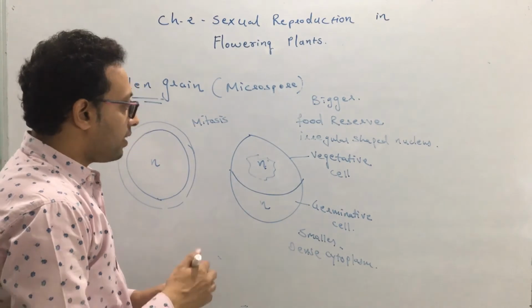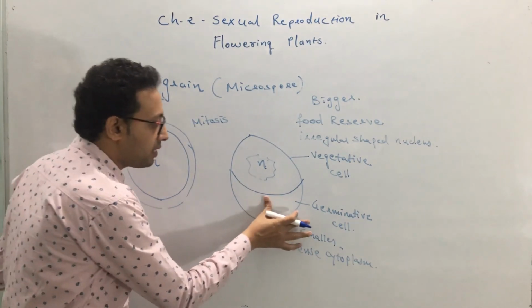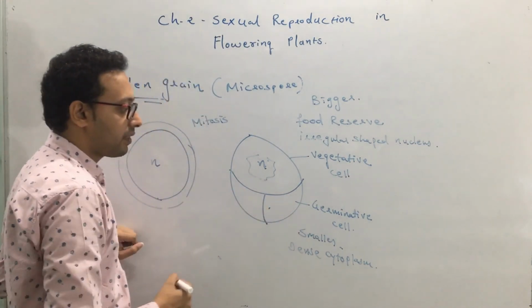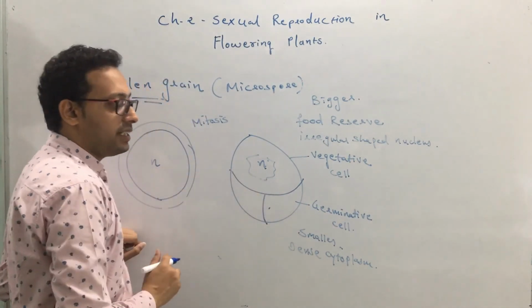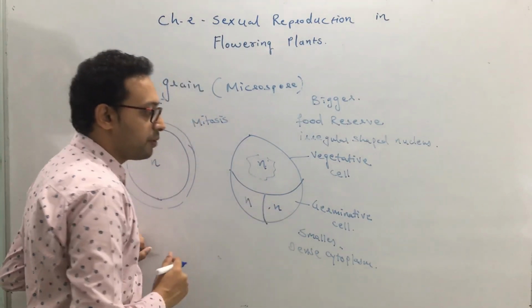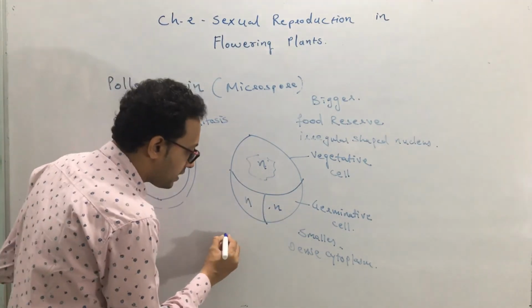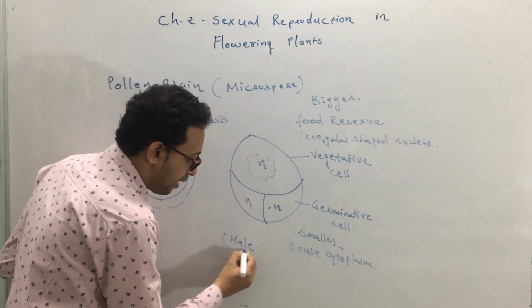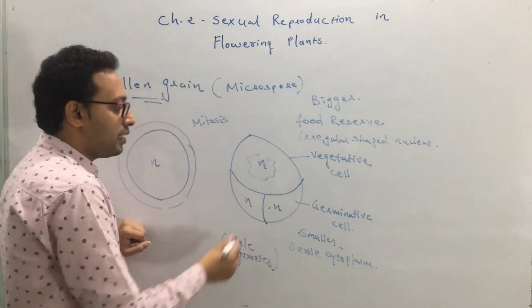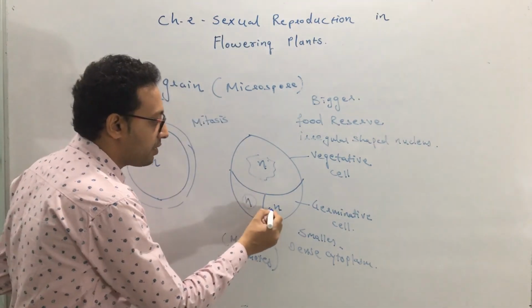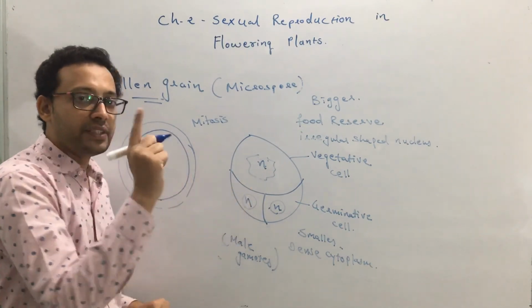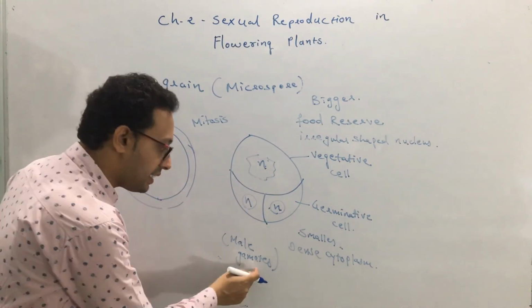But in 40% of cases, what happens? The germinative cell again divides and forms two cells. These two cells are also called male gametes. And a male gamete contains how many chromosomes? Each contains n number of chromosomes. That's why we have said gametes are haploid. It follows the same rule.